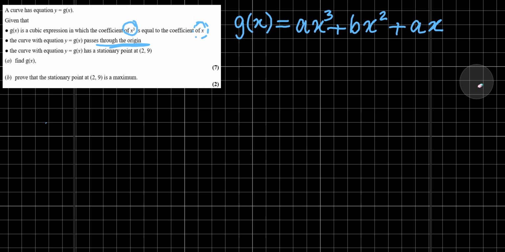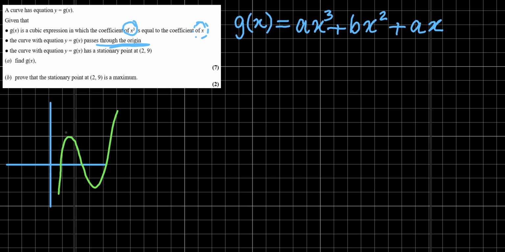Now the curve has a stationary point at (2, 9). If I was going to do just a rough sketch of the curve, it's a cubic graph, and we would have 2 turning points usually. So we could have something like that. Now we know that the stationary point is (2, 9), so it means that when x equals 2, g of x is 9.